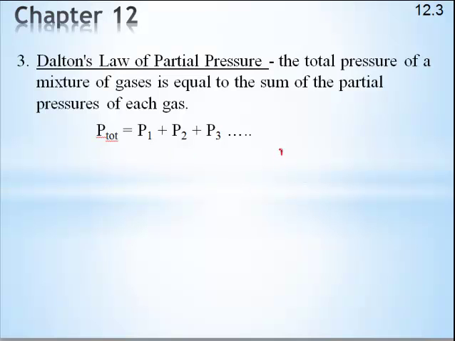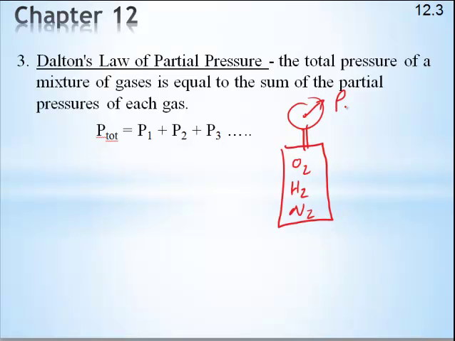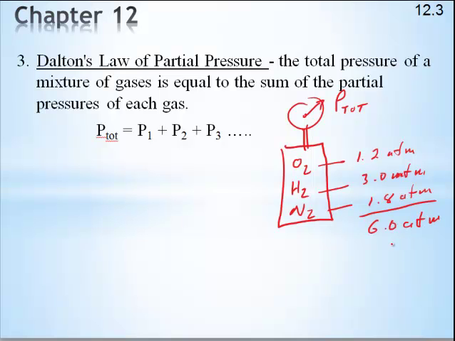So imagine I've got this big cylinder, and then I've got some O2 and some H2 and some N2. And I've got a little dial on it, and the dial reads a certain pressure, right? Well, that pressure, that total pressure, is due to the individual pressures of O2, H2, and N2. So you can imagine a problem that might say, what's the total pressure of a cylinder with oxygen gas at 1.2 atmospheres, 3 atmospheres, and 1.8 atmospheres. Okay? So the beauty of this equation is I just add them up, right? And I get 6.0 atm. So that's the total pressure.